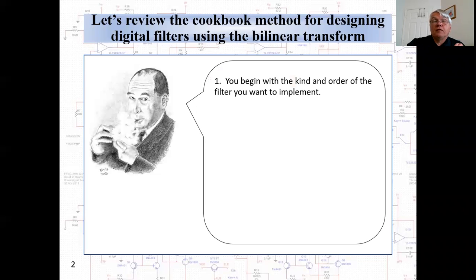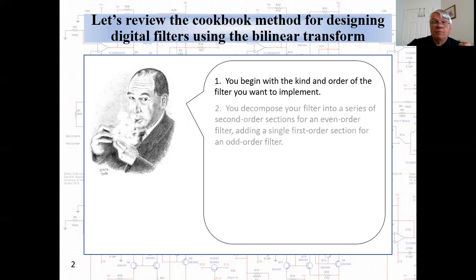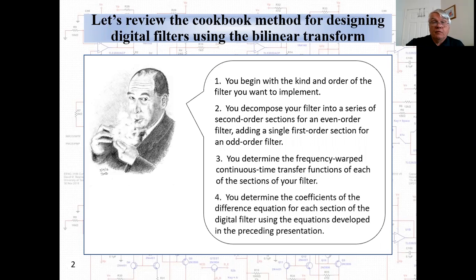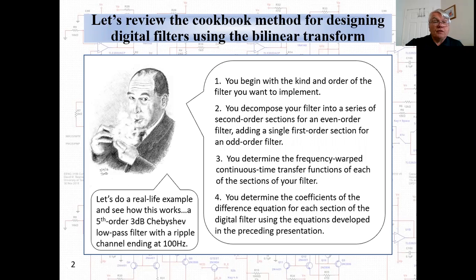So let's review the Cookbook method for designing digital filters using the bilinear transform. You begin with the kind and order of the filter that you want to implement. Then you decompose that filter into a series of second order sections for an even order filter, and you add a single first order section for an odd order filter. You determine the frequency warped transfer functions of each of the sections of your filter. Then you determine the coefficients of the difference equation for each section of the digital filter using the equations that were developed in the preceding presentation. Let's do a real life example and see how this works.